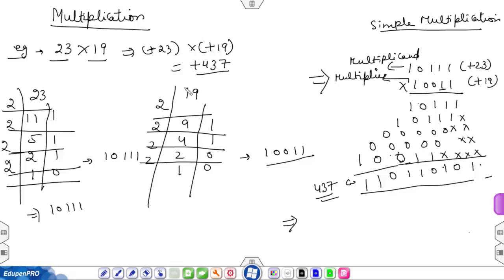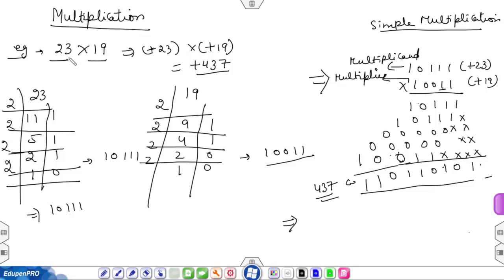Hello everyone, in today's lecture we are going to discuss multiplication. In this lecture, we are going to discuss simple multiplication. So how does simple multiplication occur? Here we are taking one example, the multiplication of 23 and 19.